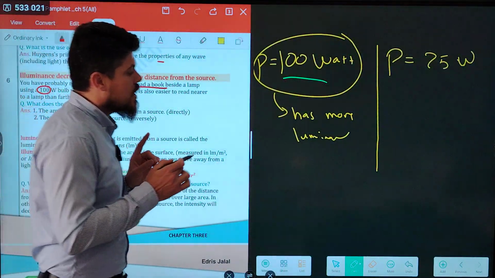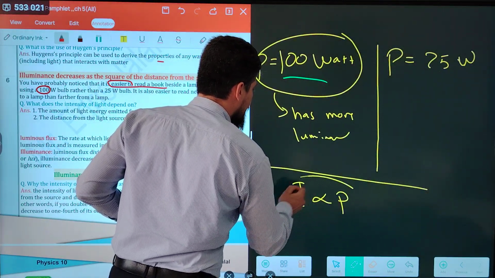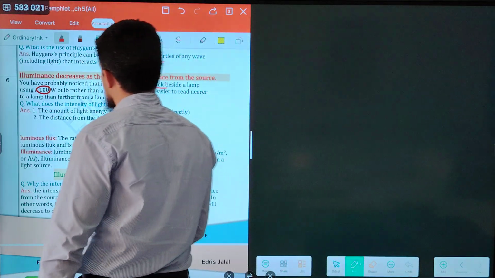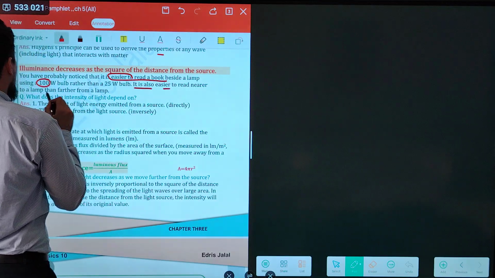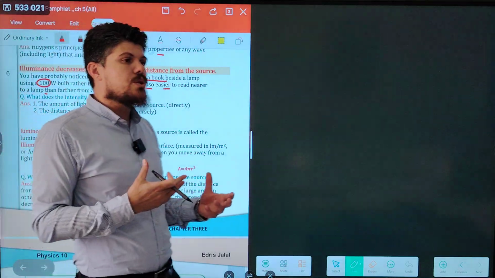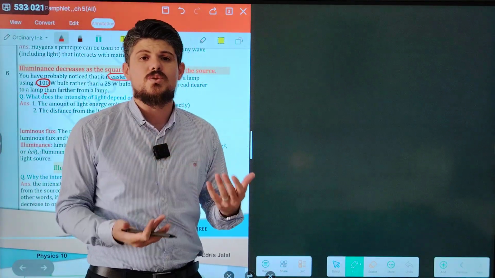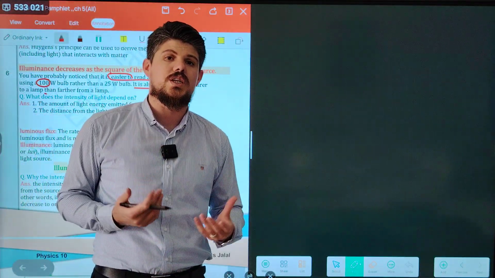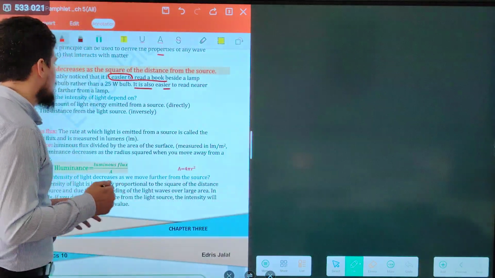So in this case, the intensity of the light is directly proportional to the power. More power provides more intensity and more luminance. And it's also easier to read near the lamp than further from the lamp. So which one is easier to read a book, near the lamp or further from the lamp? Absolutely near the lamp. Okay, why? Because intensity and distance from the source are inversely related. Further apart from the source, less intensity, less luminance.